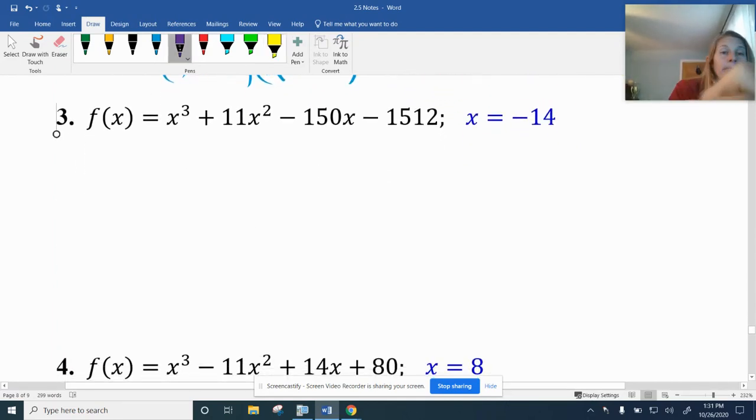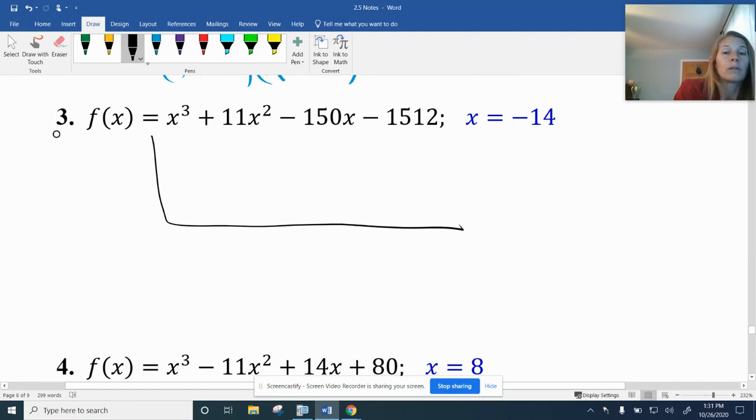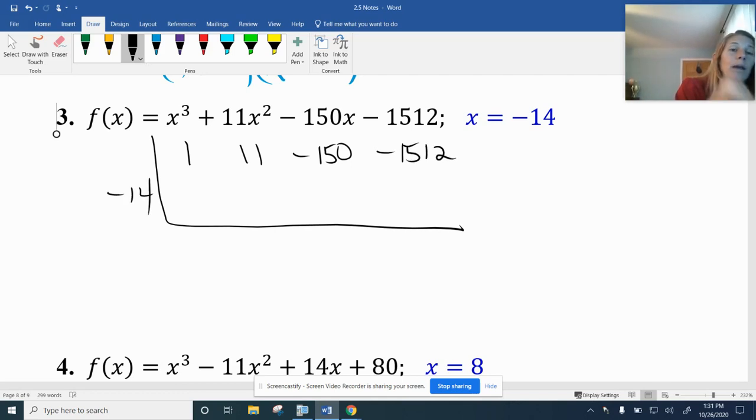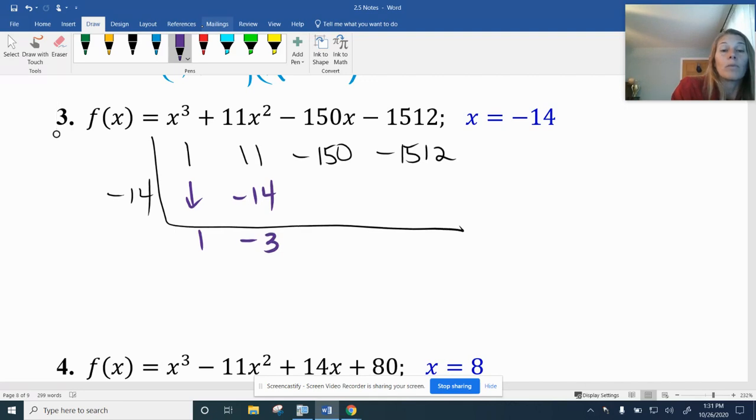Okay, number 3. Setting up my grid, 1, 11, negative 150, and negative 1512, and the negative 14 is going out into the front. So dropping the 1, I get negative 14, add those up, negative 3, multiply that is 42, I think. Then I have a negative 108. Of course, I don't know that one off the top of my head. 14, I'm hoping that it's going to be 1512, which it is.